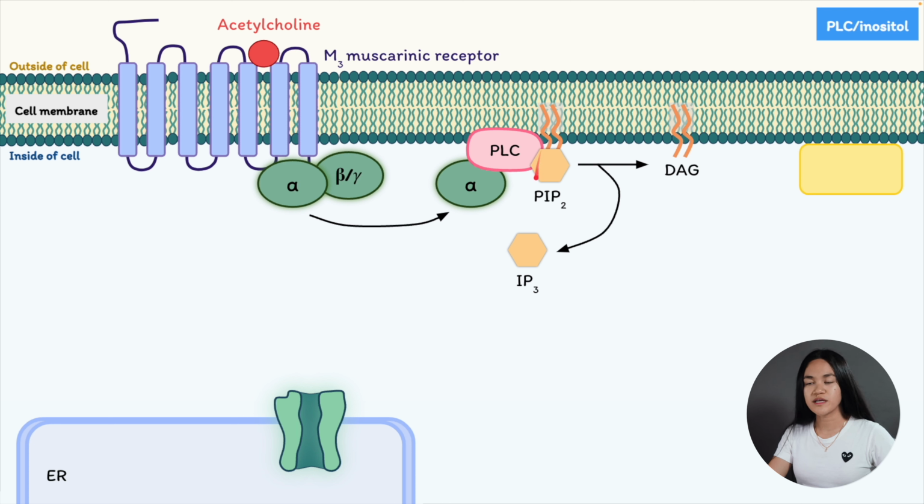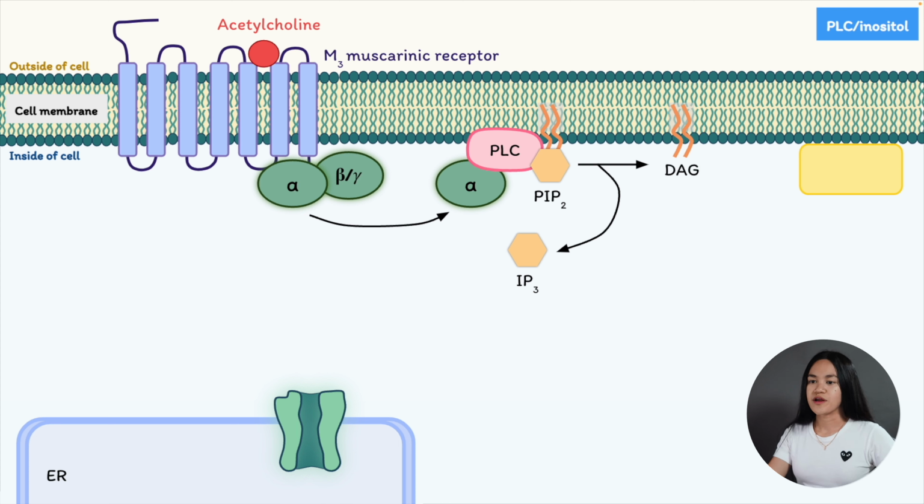So when the PIP2 gets cleaved, the DAG stays in the membrane, okay? It's going to hang there, and the IP3 here gets released into the cytosol. Okay, so what happens now? Where do we go from here? We've produced DAG, and we've also produced IP3.